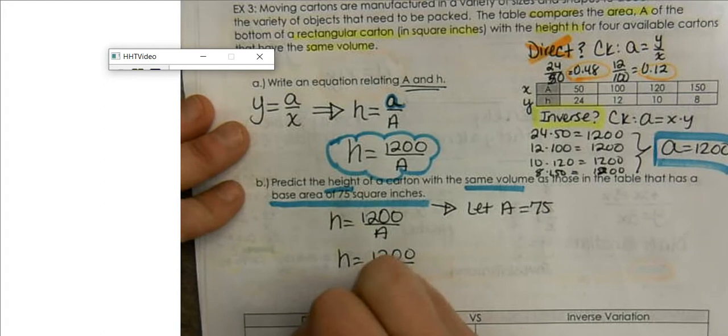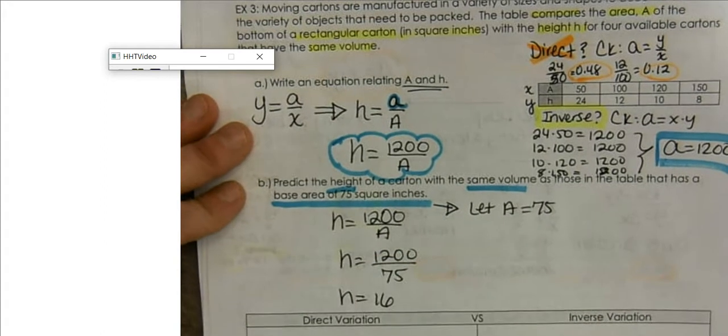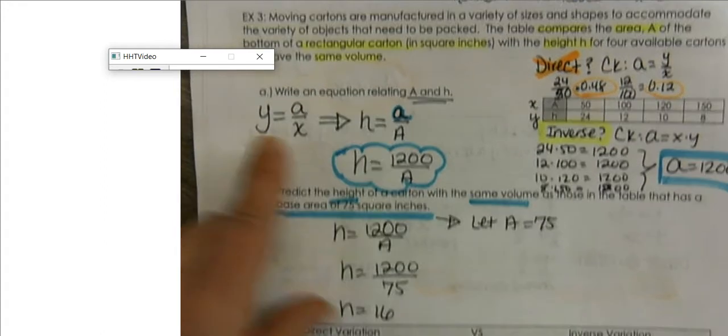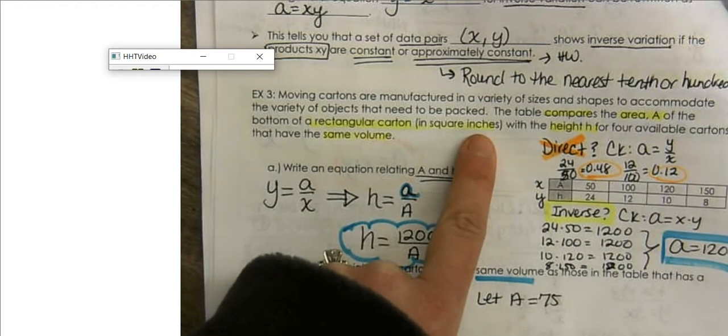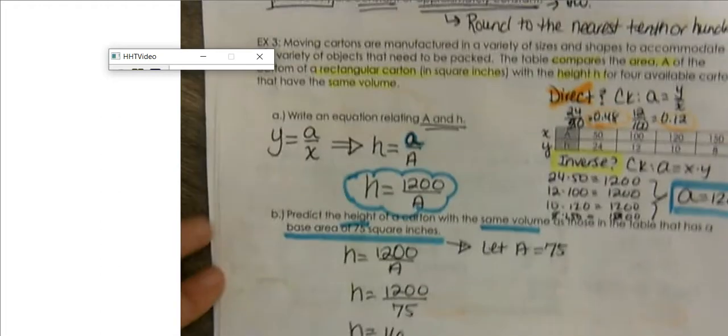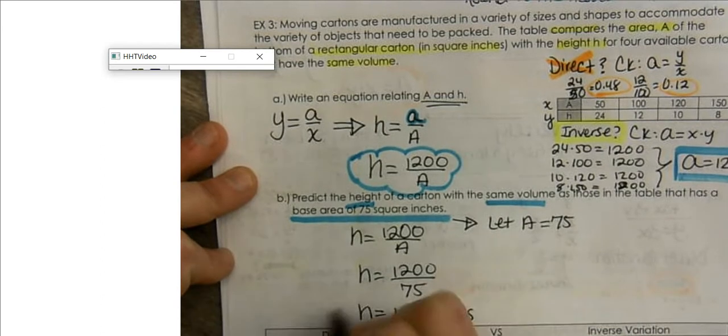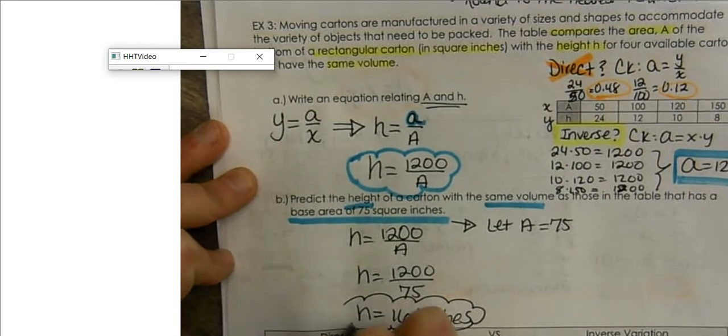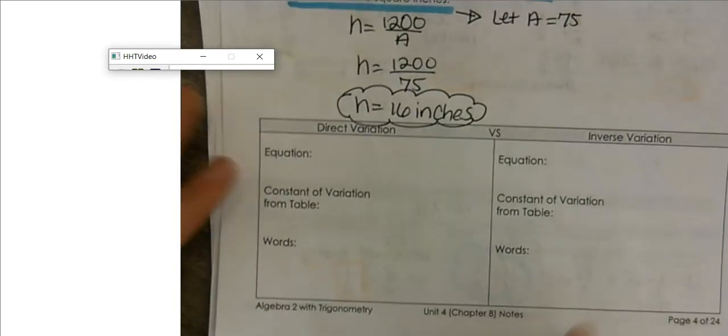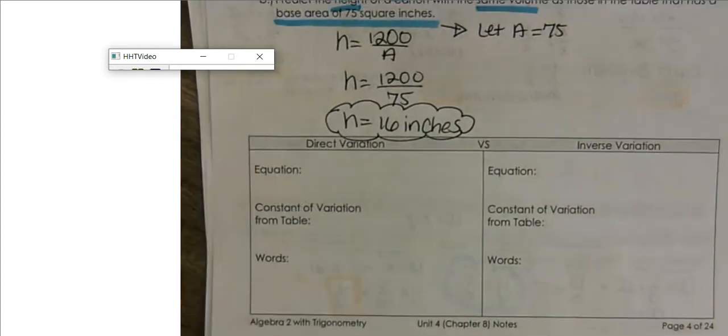So that means that H is equal to 16, but in units, height was in inches. So we're working with inches. So I'm going to write 16 inches. It will not be square inches because that represents area. So this is just going to be plain old inches. So let's go ahead and recap everything and bring it all back together.